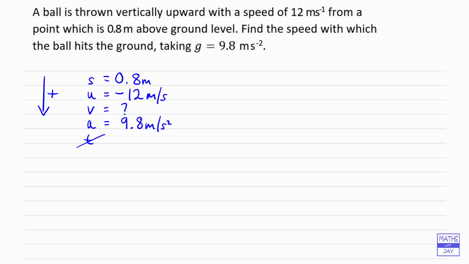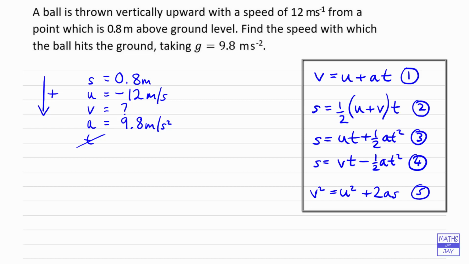So if we had taken upwards as positive, u would have been positive, but s and a would have been negative, and your final velocity would have turned out to be negative. But anyway, hopefully this makes it simpler. So let's have a look at the equations of motion. So we want to use the equation that involves s, u, v and a, so the one that doesn't involve t, so that's the last one there.